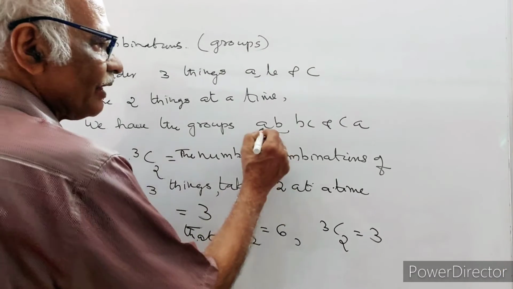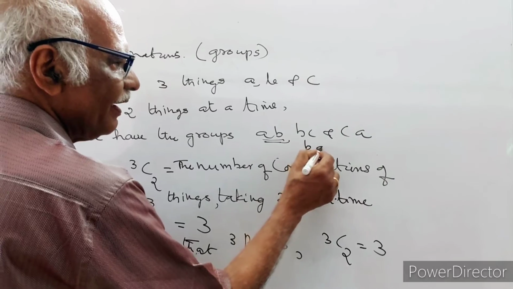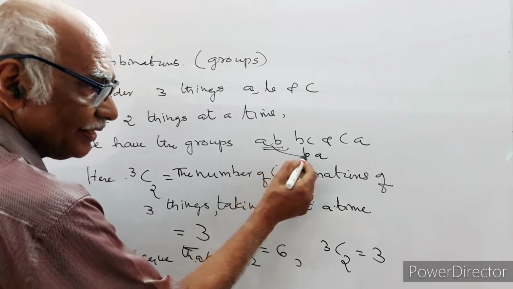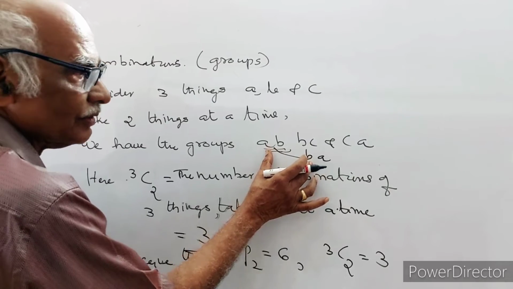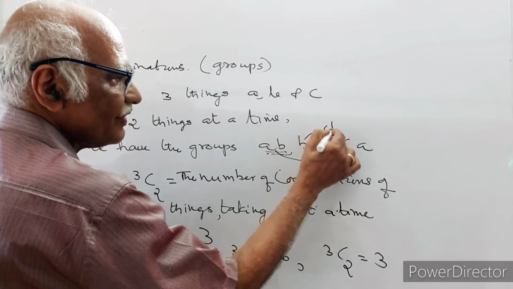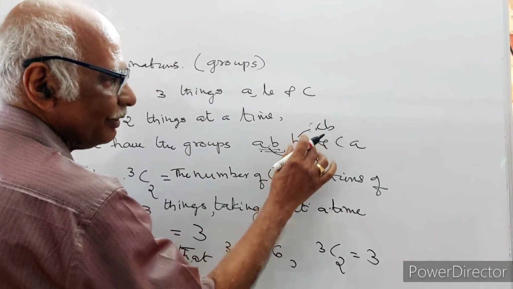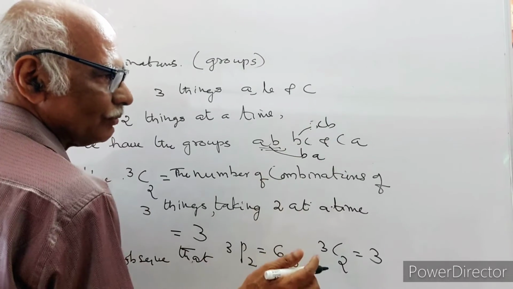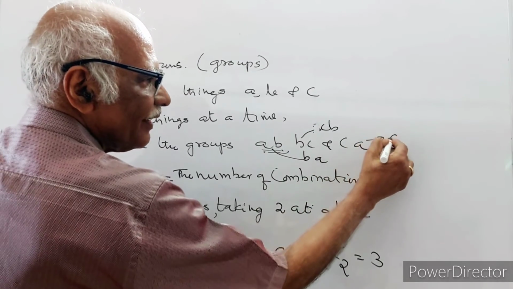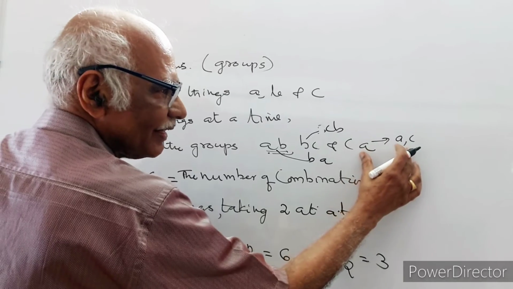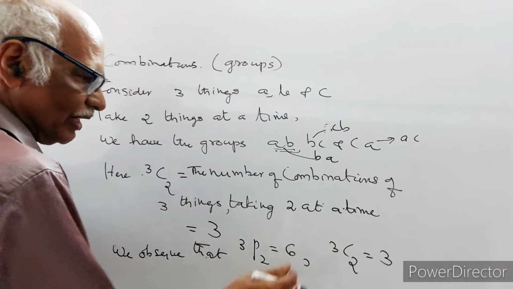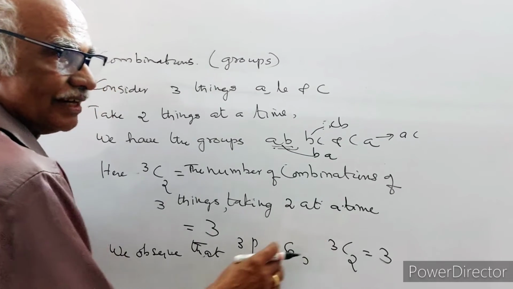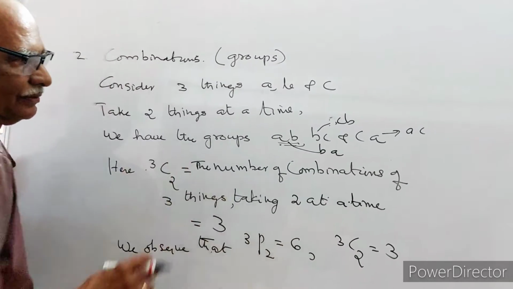Now we observe AB and BA are different arrangements, but they form the same group. Similarly, BC and CB are different arrangements, but they form the same group. CA and AC are different arrangements, but they form the same group. So the number of groups will be less than the number of permutations.